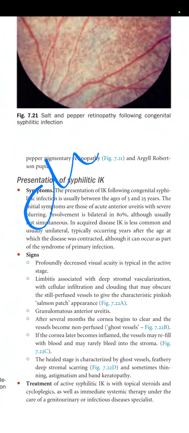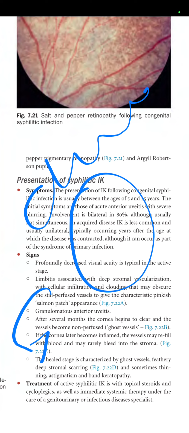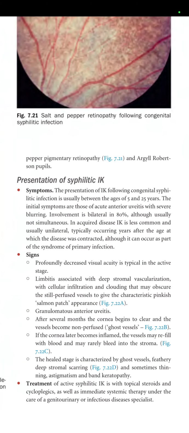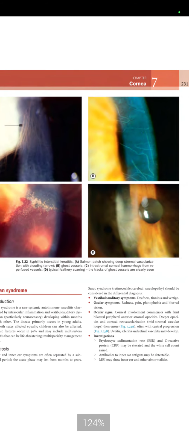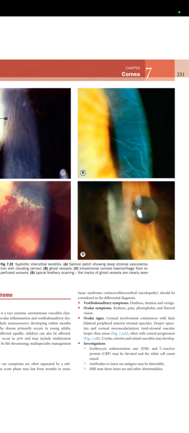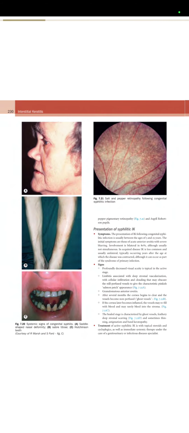So basically, usually we are presented with this healed stage, when the patient presents with feathery edges in the stroma and a corneal haze, as well as thinning, astigmatism, and band keratopathy. So we can see in figure 7.22, B is showing us the ghost vessels. C is showing the intrastromal corneal hemorrhage from reperfused vessels, and D is showing the typical feathery scarring. The tract of ghost vessels is clearly seen.